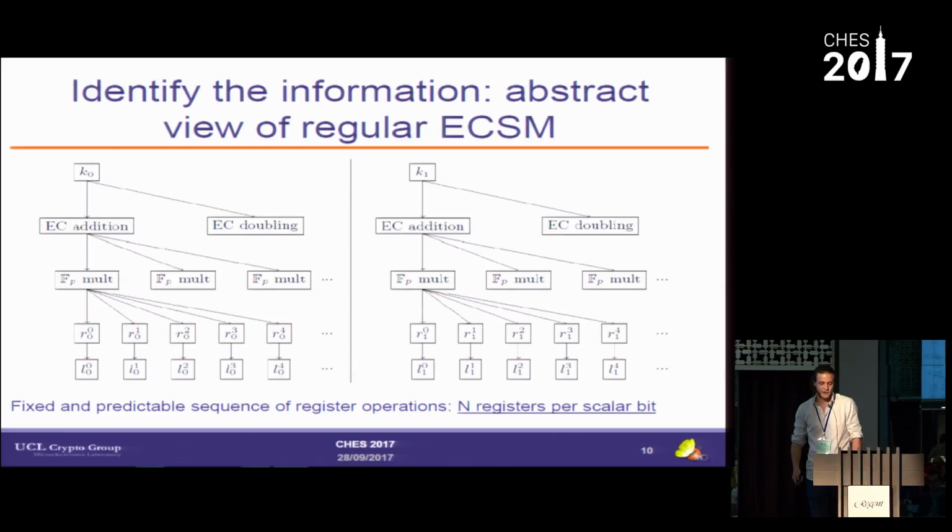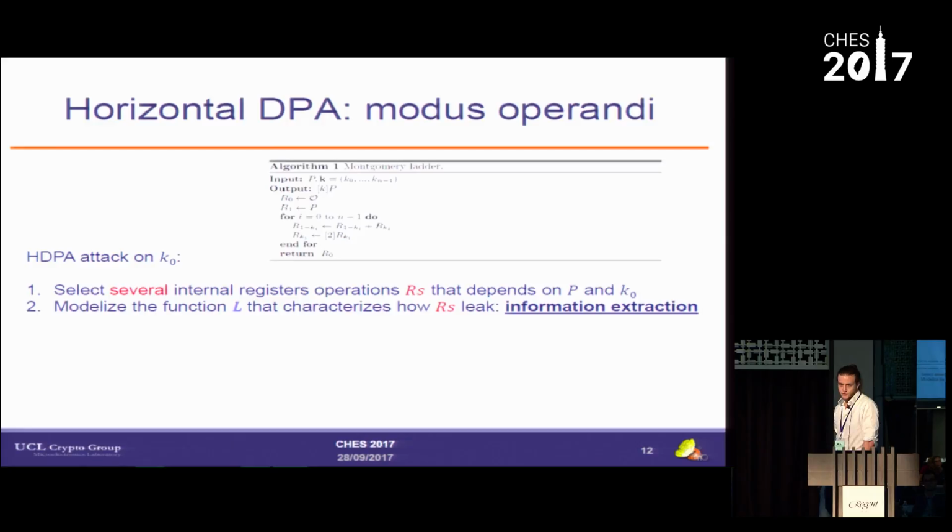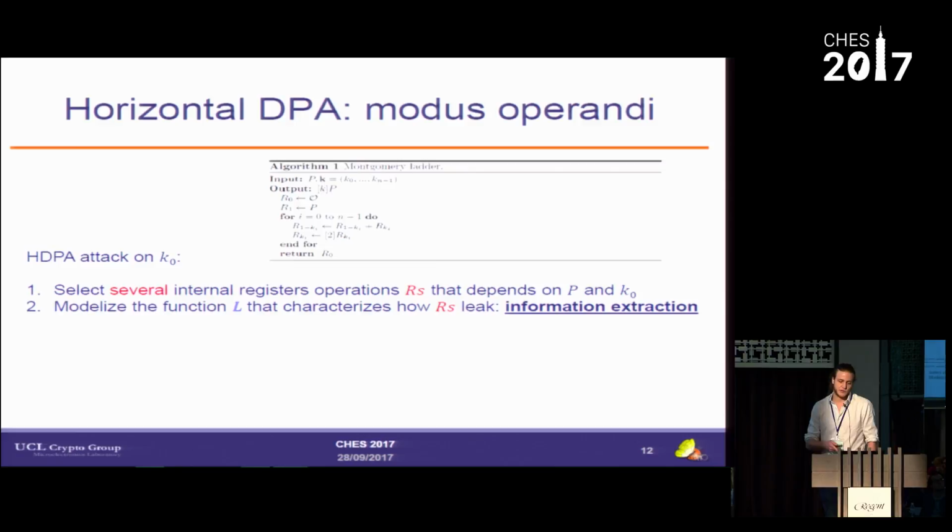All right, now I will briefly explain how a horizontal DPA works. So this is not new. First, you select several internal registers. I show how it works for the first scalar bit. We select several internal registers that depend on the point and the first scalar bit. We try to model a function that shows how these registers leak in practice through the side channel. We call this step information extraction.